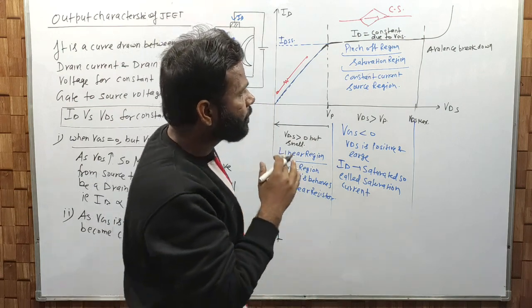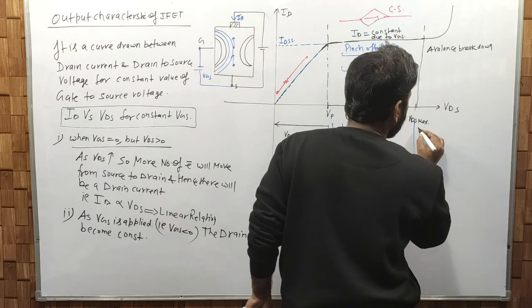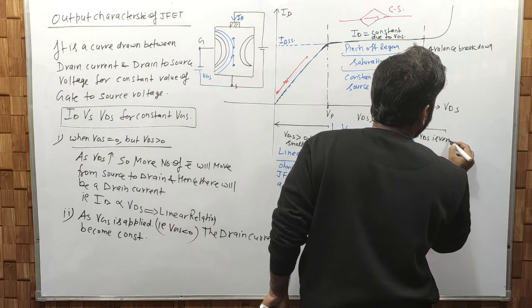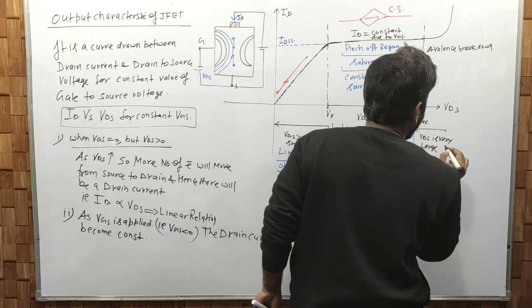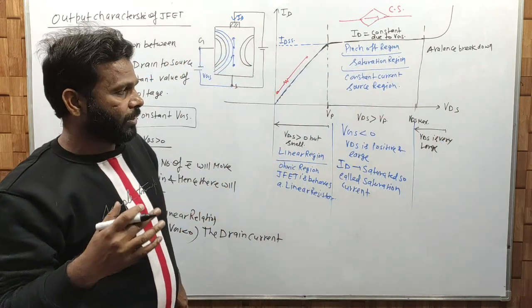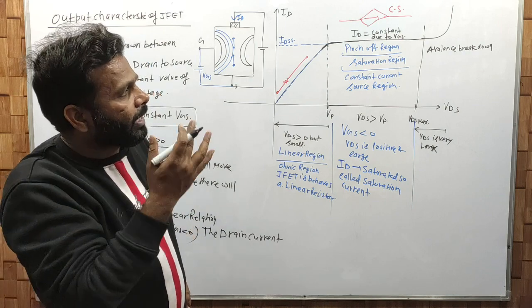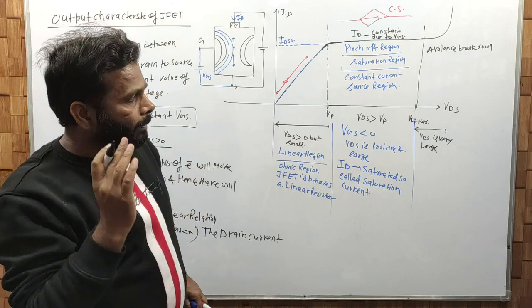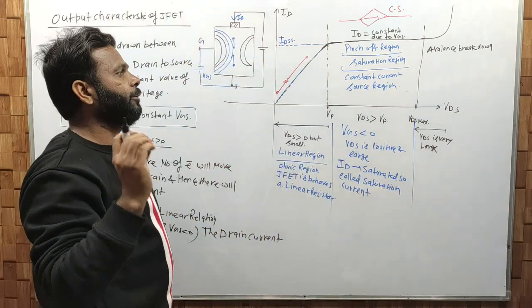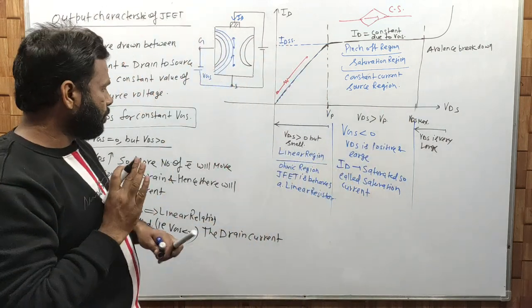Now when this VDS is very large, in this zone the VDS is very large, when the applied drain to source voltage is very large, then a breakdown occurs, and that point is known as the breakdown region of that JFET. क्लियर है? यहां तक बात समझ में आ गई होगी.